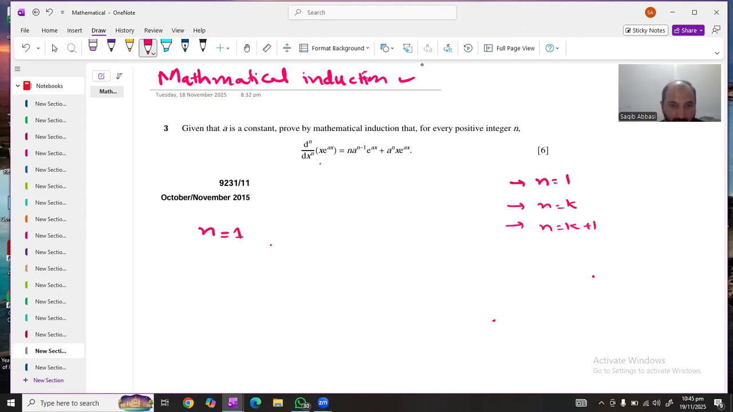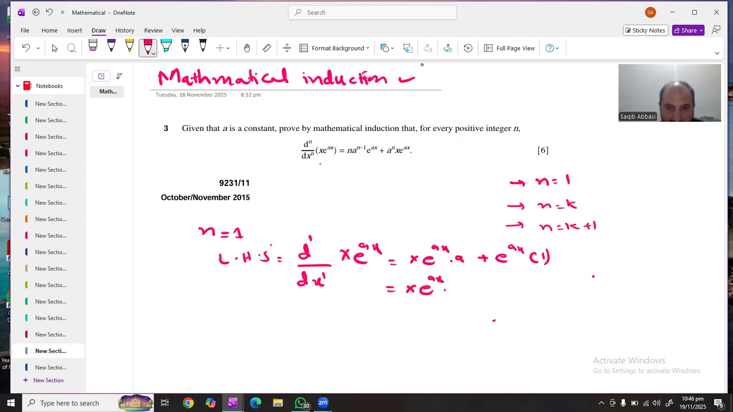When we put n equal to 1, we take the left hand side. What is our left hand side? We replace x with 1, x e power ax. Here we take its first derivative. We know this is the product rule of derivatives. The derivative of x e power ax is: derivative of e power ax is a, plus e power ax times the derivative of x, which is 1. We have x e power ax into a plus e power ax.